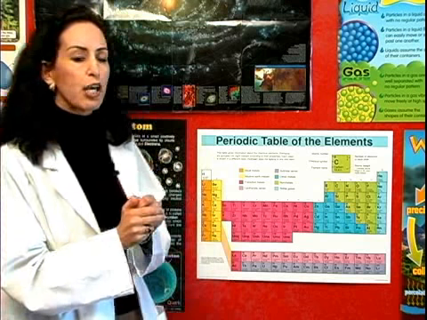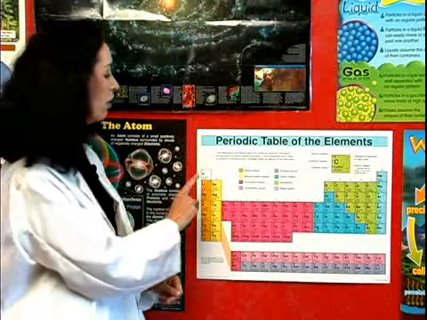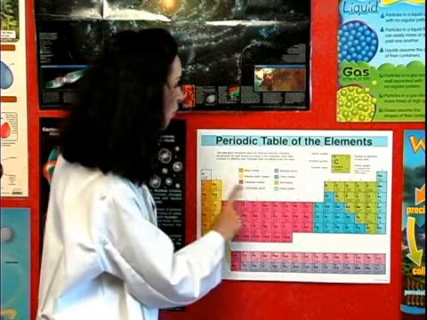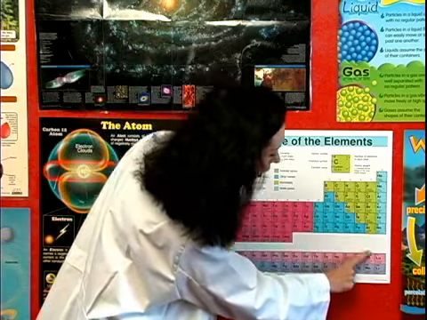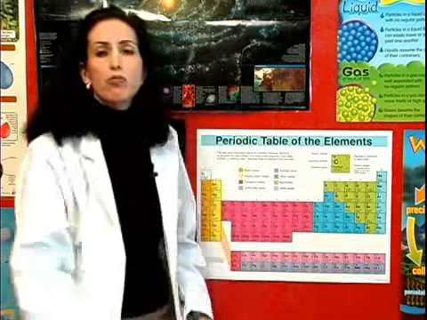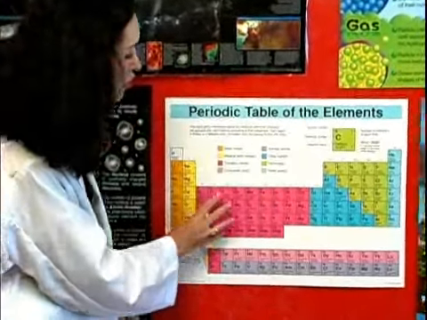The periodic table then, as you can see, from 1, 2, 3, 4, 5, all the way down here, is arranged by atomic number and then by similar properties.